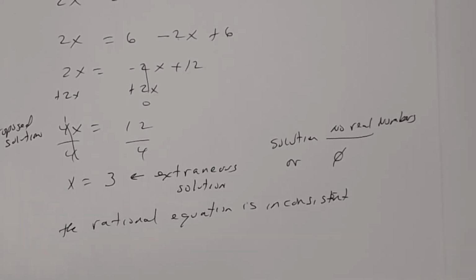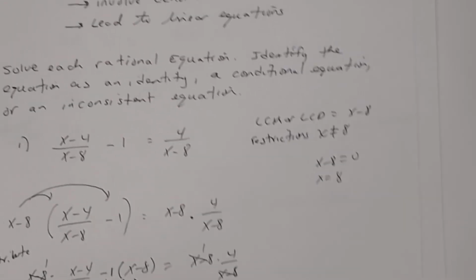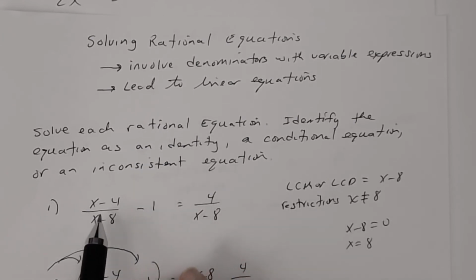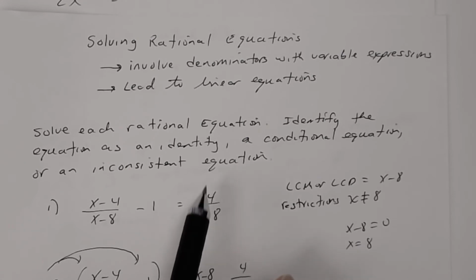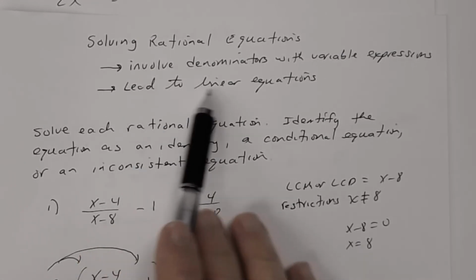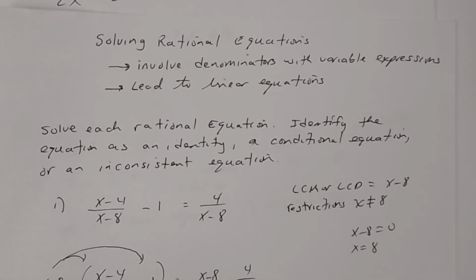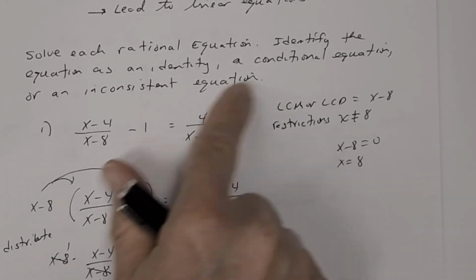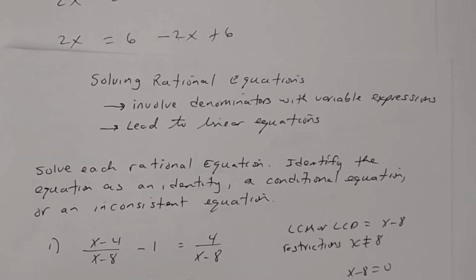All right, so that takes care of this part of the lesson. All I wanted to do here was give you some more examples of rational equations. In particular, our denominators did involve variable expressions, so you had to find the LCD, and each of those led to linear equations. Then you had to know your definitions to understand what this meant. So that's the end of this lesson.